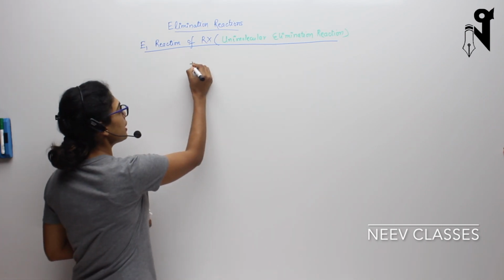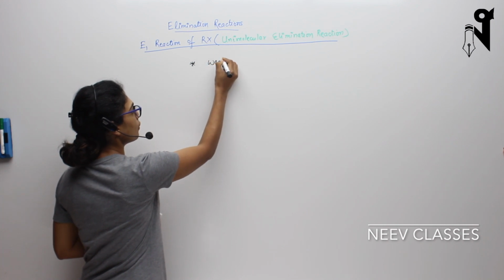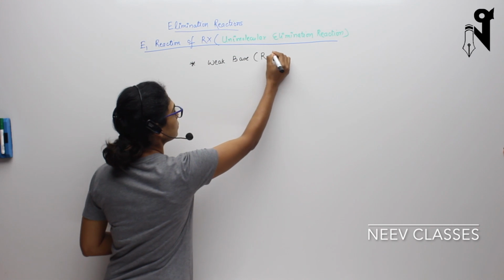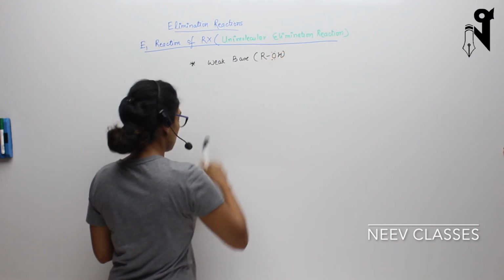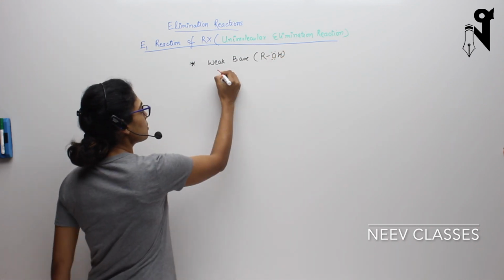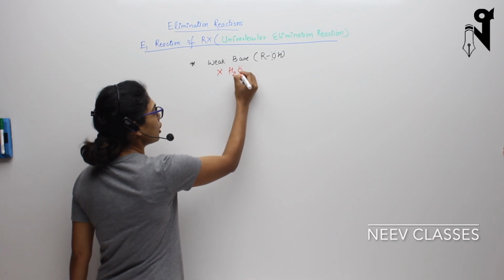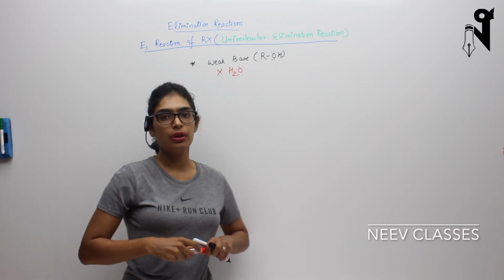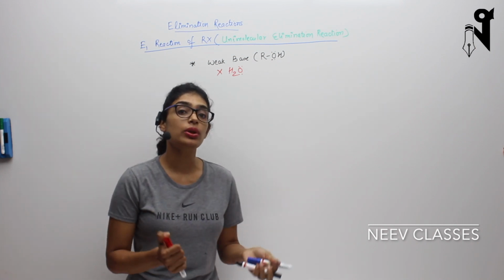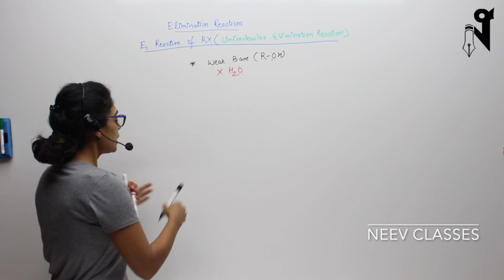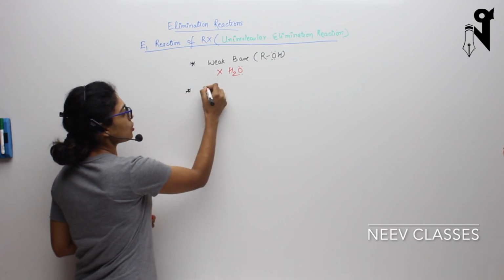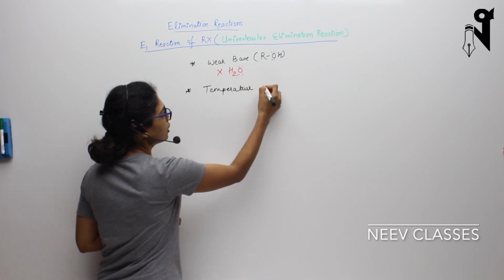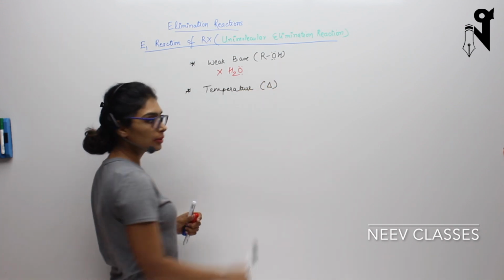First, we need a weak base for the E1 reaction to take place, a weak base like alcohol. We will not take water as a weak base because water is not capable of doing the elimination reactions. Though it is a weak nucleophile, it is not a good base which can do the elimination reaction. Second, we need temperature. This we have already discussed when we were doing the introduction of elimination reaction.